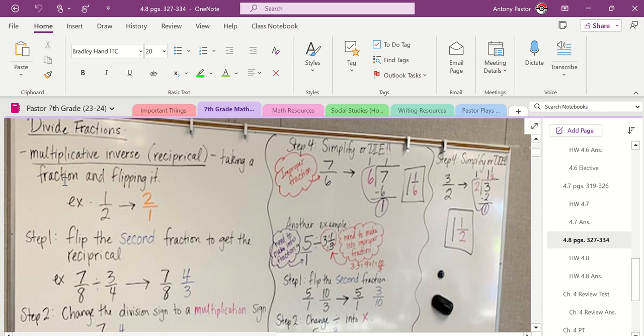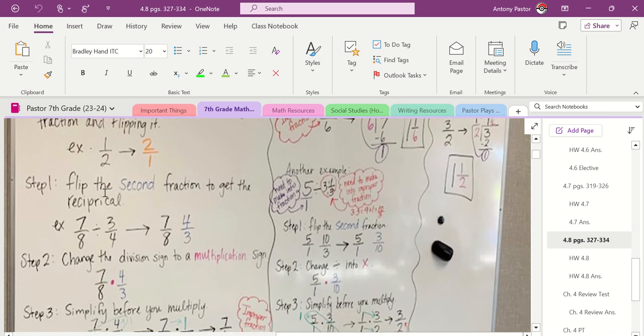When we divide fractions, we're actually going to be taking a step here which is called the multiplicative inverse, or taking the reciprocal of a fraction, which means taking a fraction and flipping it. This very much needs to be in your notes. An example of taking the reciprocal of a fraction would be taking 1/2 and flipping it so that the 2 in the denominator becomes the numerator and the 1 in the numerator becomes 1 in the denominator. So 1/2 becomes 2 over 1.